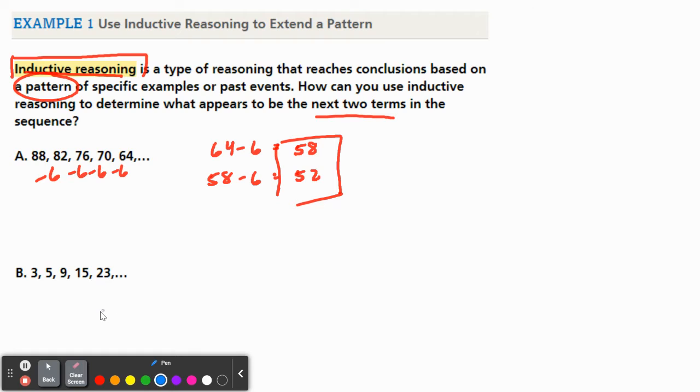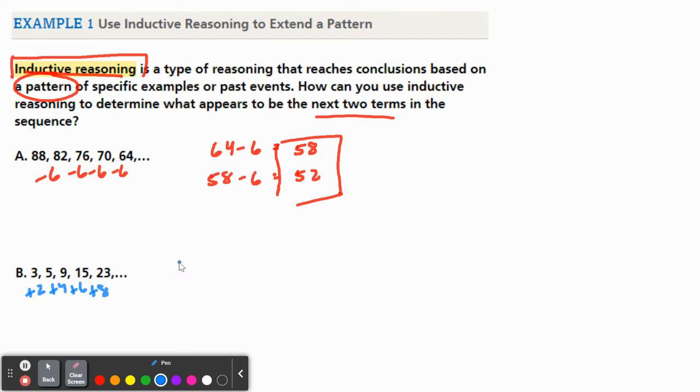So what's the pattern? It looks like we're growing by 2 from 3 to 5. And then from 5 to 9, we grow by 4. And then from 9 to 15, we grow by 6. And then from 15 to 23, we grow by 8. So you can see that each time we're increasing by 2, we're adding 2 on to the previous addition, if that makes sense.